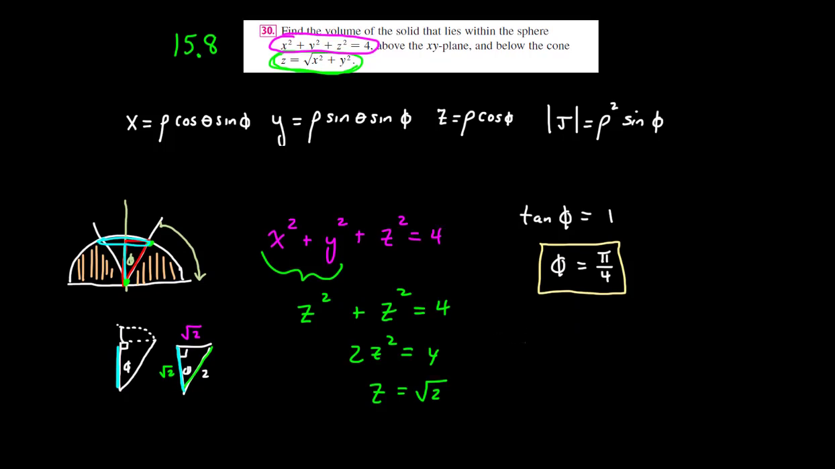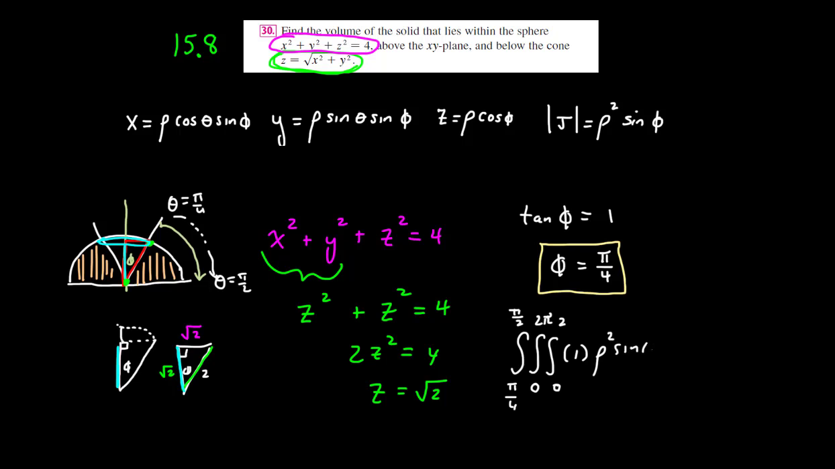And so now for our integration, phi, again here, phi went from pi over 4 to phi equals pi over 2. So pi over 4 to pi over 2. This is going to make a full theta revolution. And then rho is going to go from 0 to 2. This is just volume, so 1 times the Jacobian, d rho d theta d phi.